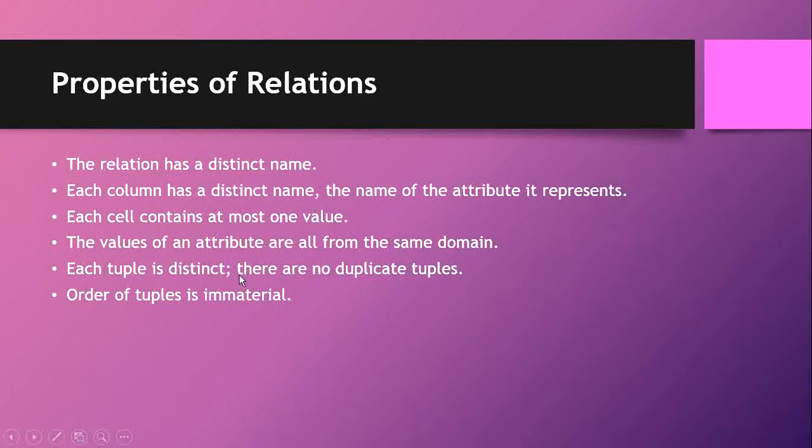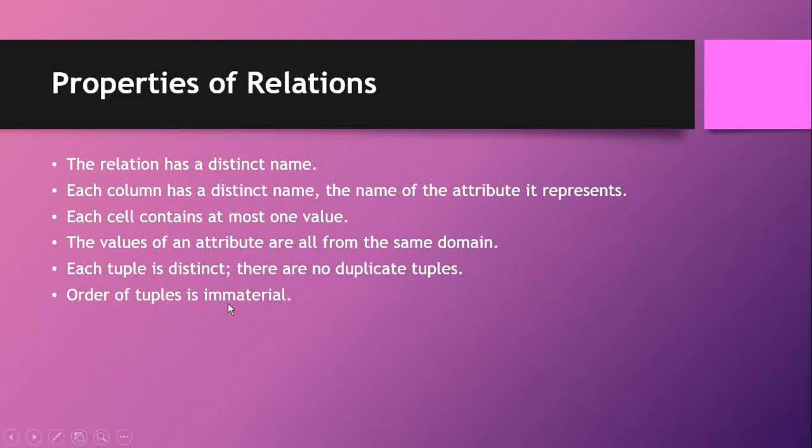Each tuple is distinct. There are no duplicate tuples. So we will store the record of a single student only once. We cannot repeat that record. So all the records or rows will be distinct. You cannot have duplicates. You cannot have the record of a single person twice in your database.